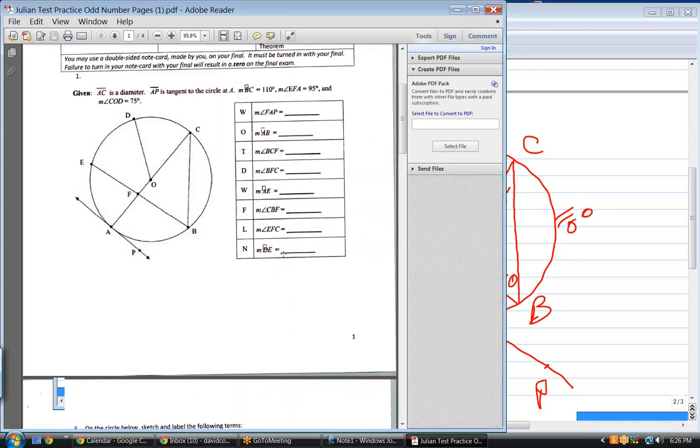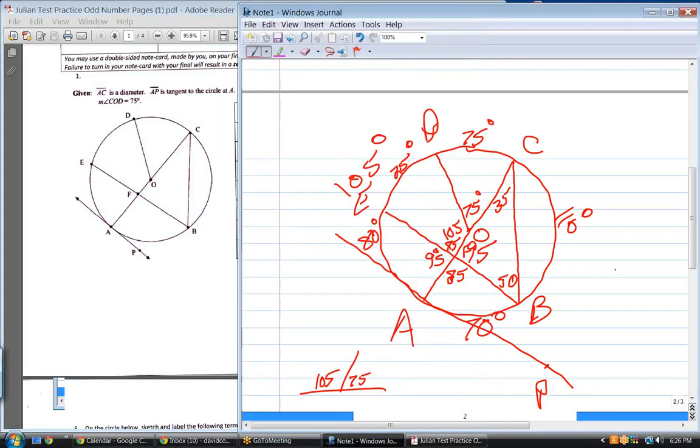And the measurement, finally, the last question is the measurement of DE. We already figured that out, 25. So we answered all of it. And that's not a bad process to go through. Just the way we did it right there. And you can see that would have been hard to do without drawing it and labeling everything.